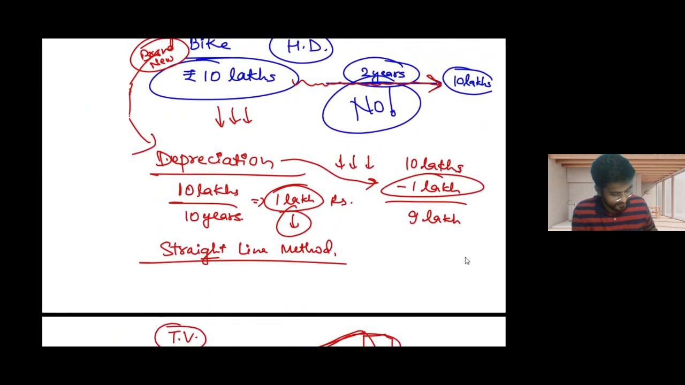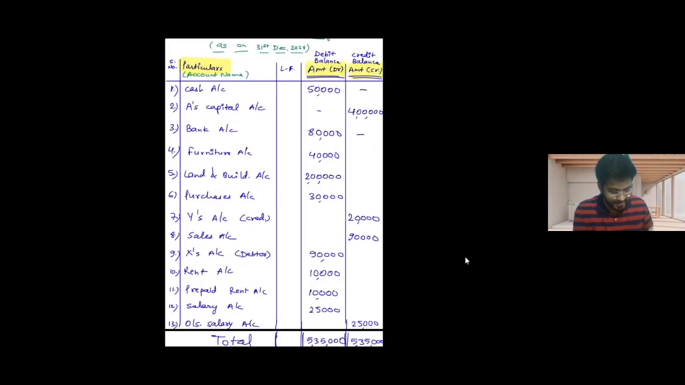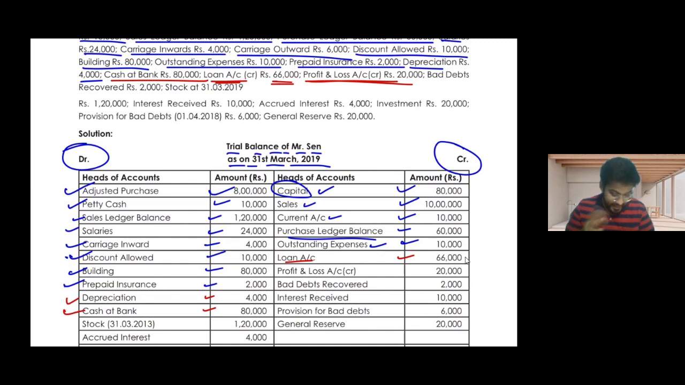Okay. Let's say depreciation is something which we will talk about later on, but for now you can just understand it is an expense. So it will be mentioned on your debit side, 4,000 as a depreciation. Then cash at bank 80,000. I have a loan of 66,000. So loan liability 66,000. Then a profit and loss account of 20,000 as a credit balance.